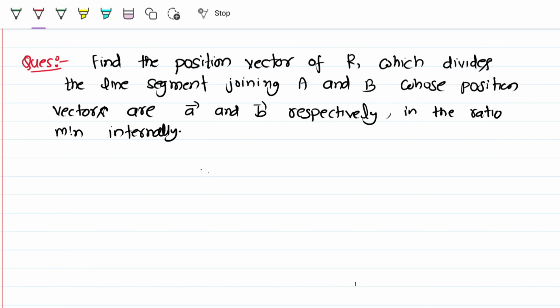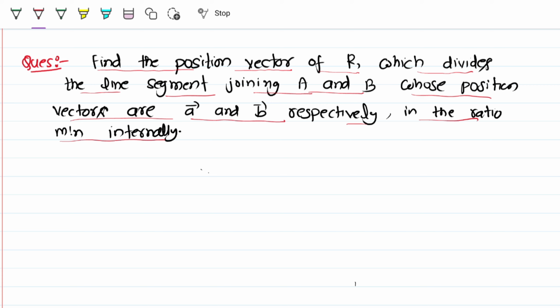Hello students, in this lecture we will do this problem. The problem is already on the screen, you can read it once. So the problem is: find the position vector of R which divides the line segment joining capital A and capital B, the points whose position vectors are small a and small b respectively, in the ratio m is to n internally.